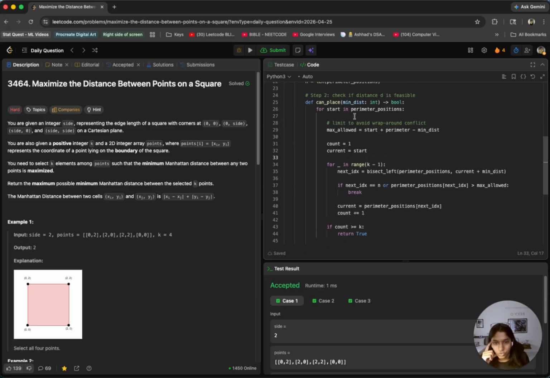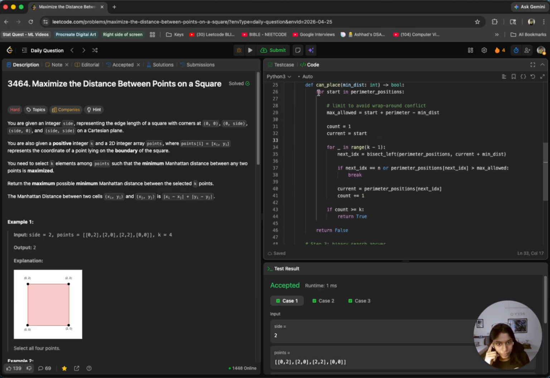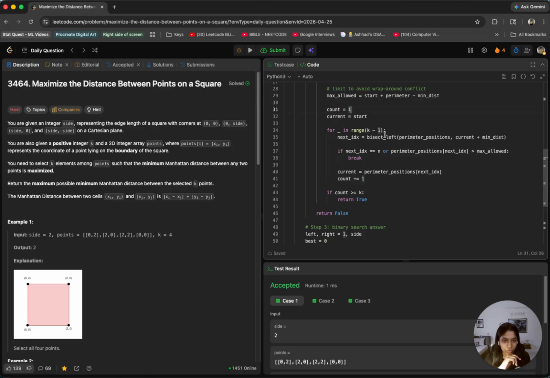So if we just go through this can place function here, what we're doing is starting from all positions. As I mentioned, we're going to mention our maximum allowed, which is start plus perimeter minus minimum distance. This is just to be cautious of the case that we overlap, because this is a circular area in nature. We have a count. So I'm going to look for k more points. I get the next index. If that next index is not possible, I'm just going to break out. And if I break from this loop, it's a return false by default.